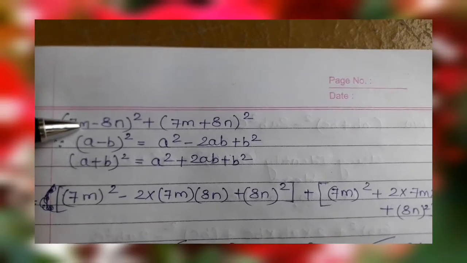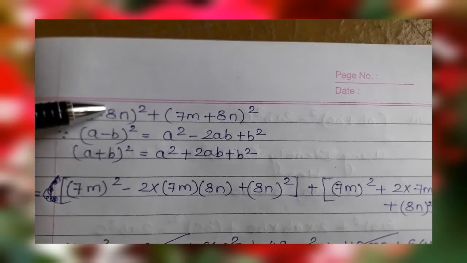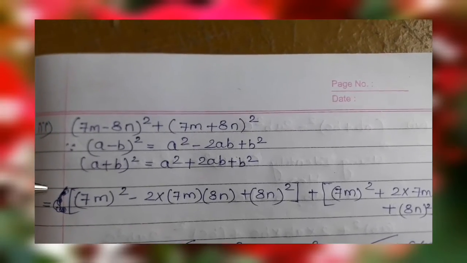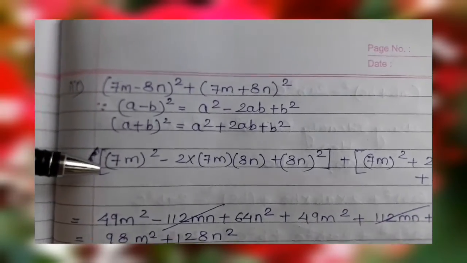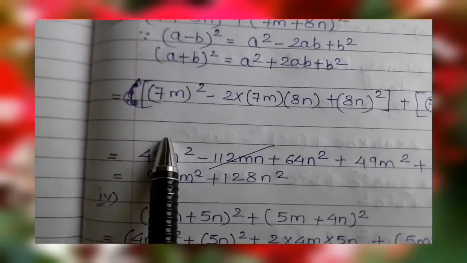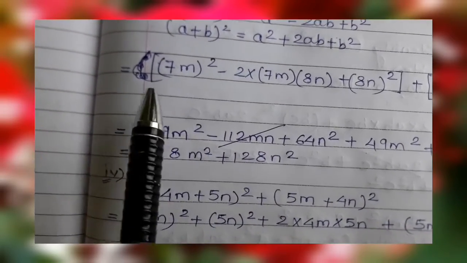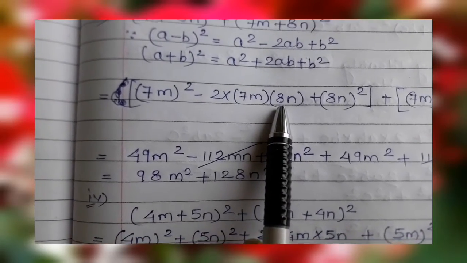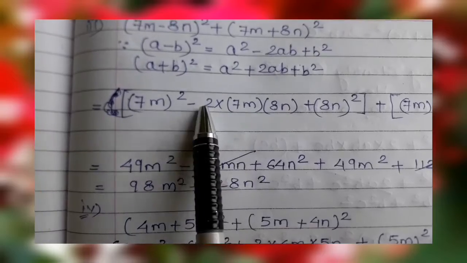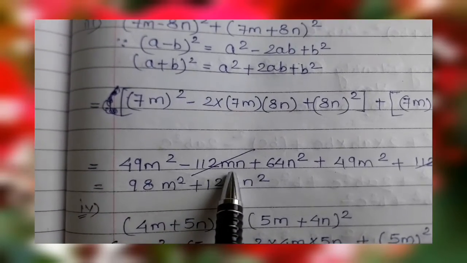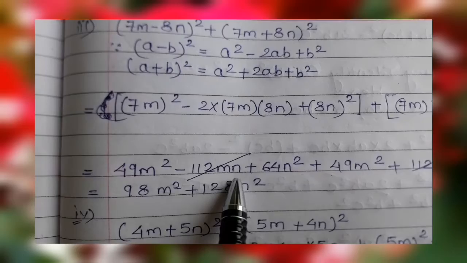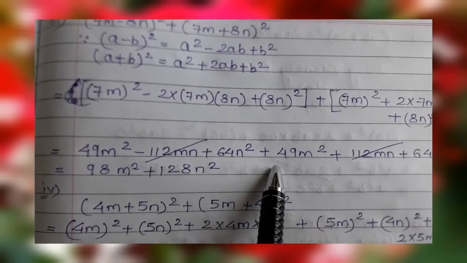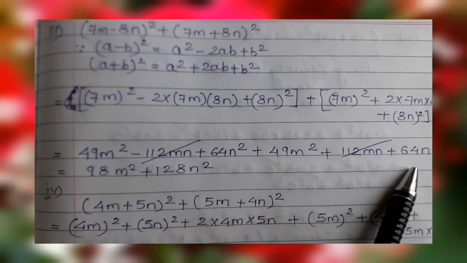Students, in place of a there is 7m and in place of b there is 8n. Similarly the same thing is here also. Now we'll open the brackets. Okay, so the square of 7 is 49, then the square of m is m². Okay, when we multiply this, 8 7s are 56, 56 2s are 112, m into n will become mn. The square of 8 is 64n². Then similarly we'll open these brackets.